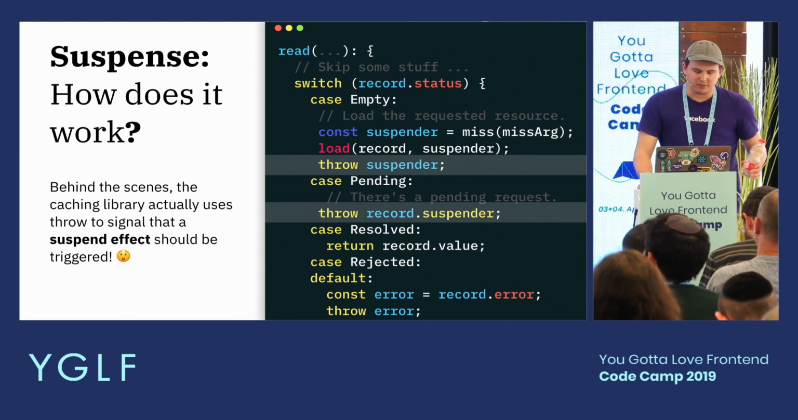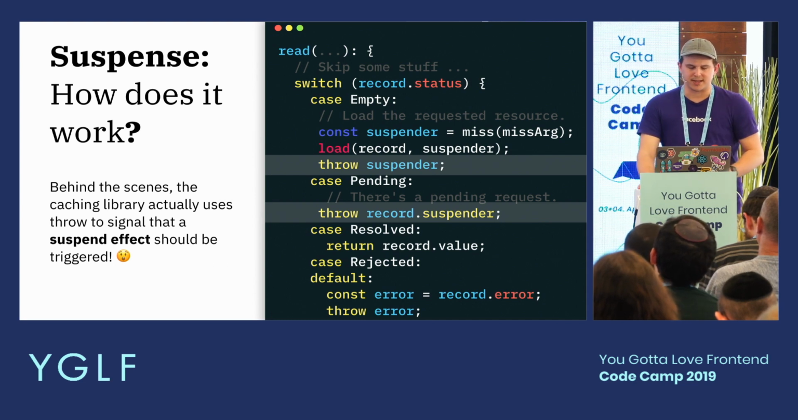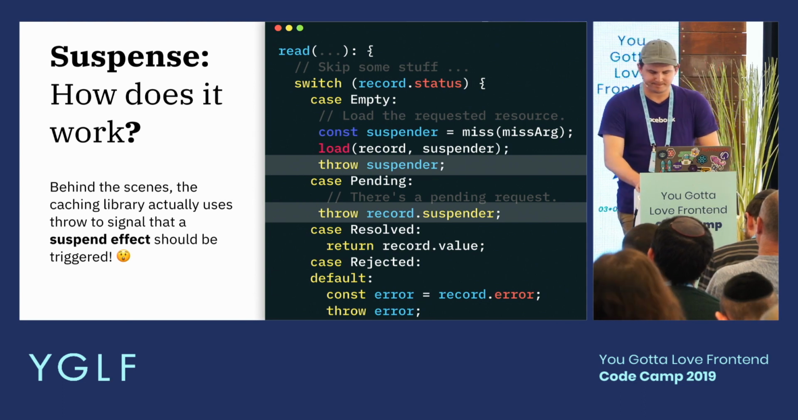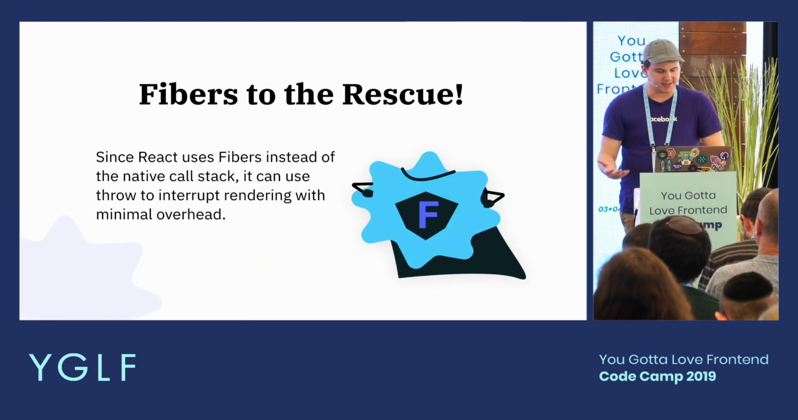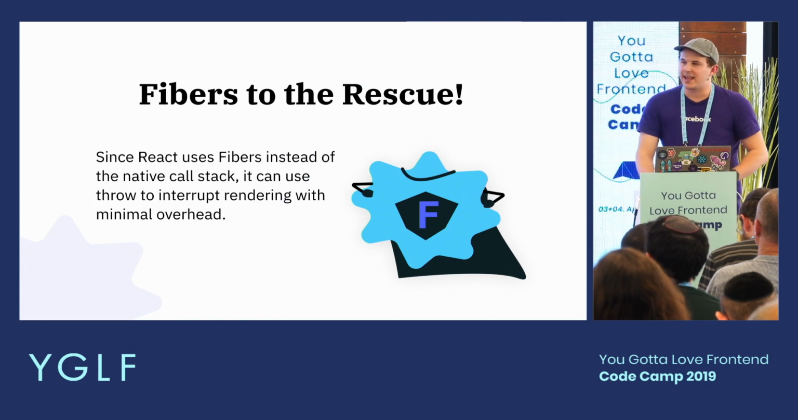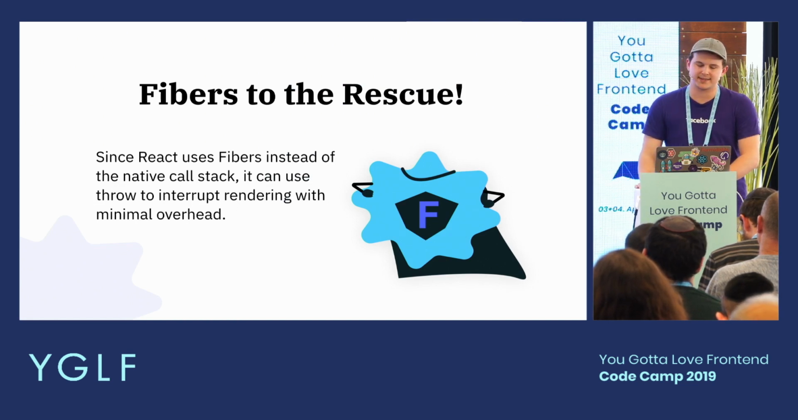But if we're throwing when we're rendering and the program just totally stops, then how does this component ever even get rendered? Wouldn't that just cause all of the work to be totally lost? And thanks to fibers, the answer is no. We said that fibers enable React to implement algebraic effects like this, and the reason for that is because it uses this technique of throwing to fake algebraic effects.